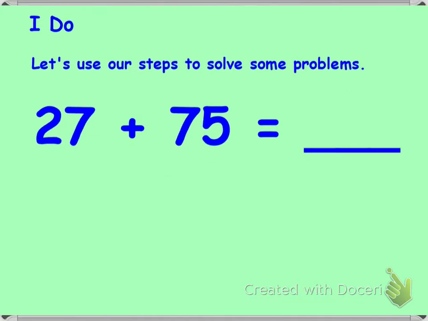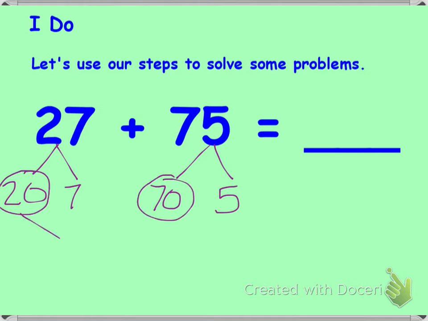All right, so now I'm going to do another one. 27 plus 75. Again, you break apart both numbers. 27 is 20 and 7. 75 is 70 and 5. You add your tens together. What are our two tens? Whisper it to me. What are our two tens? Right, 20 and 70. 20 plus 70. Well, 2 tens plus 7 tens. Well, 2 plus 7 is 9. So it means 9 tens is 90.